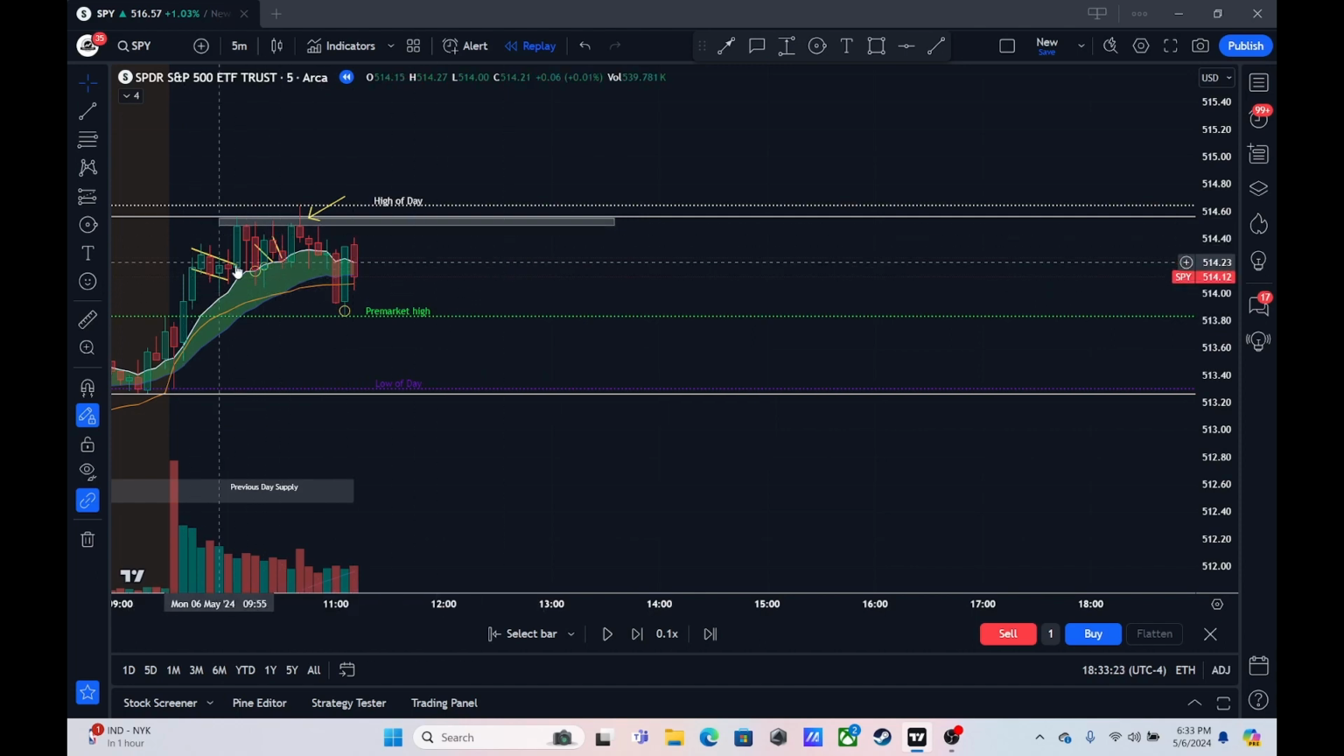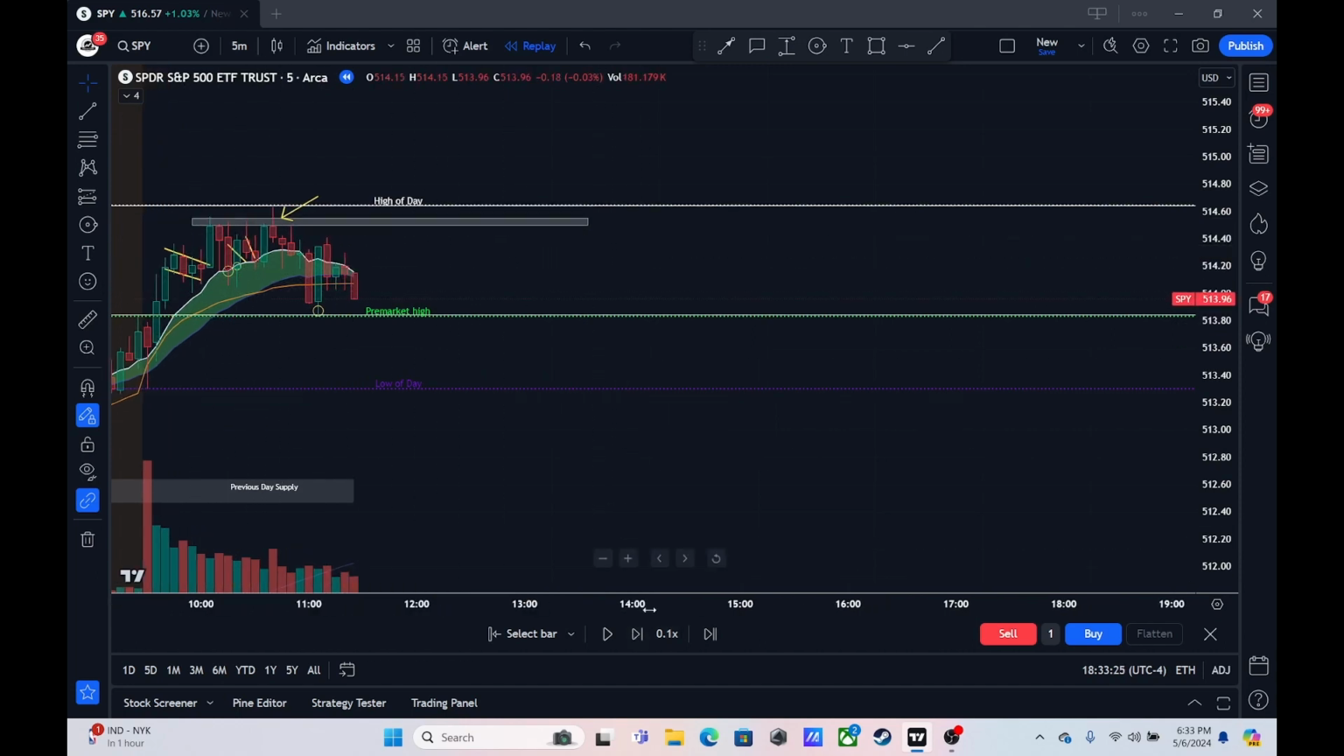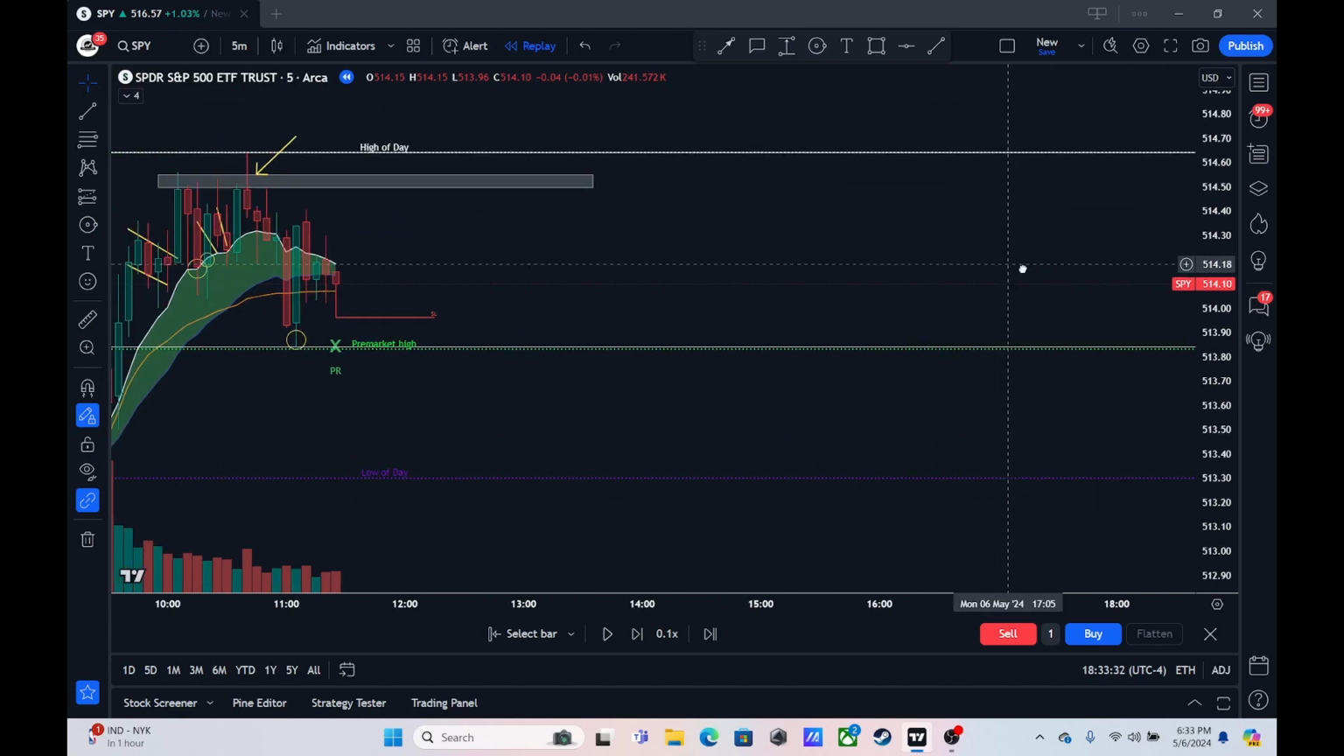So once again, we're still constrained to this tight area here. We don't have anything significant that we want to take as a trade. And then we get a PR signal. Now let's take a look at this PR signal, right? So it's a good signal for a couple of different reasons.